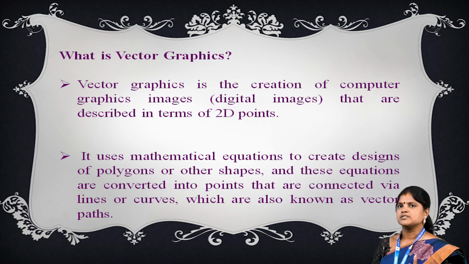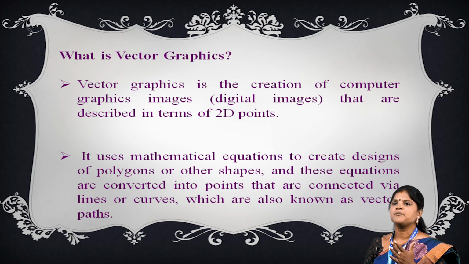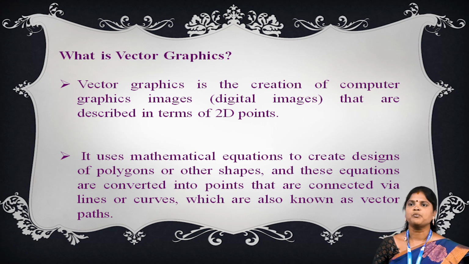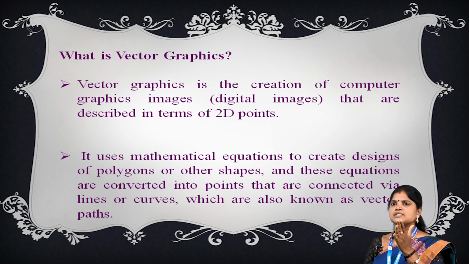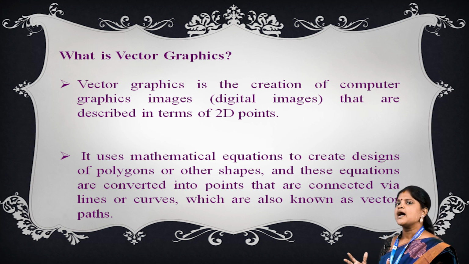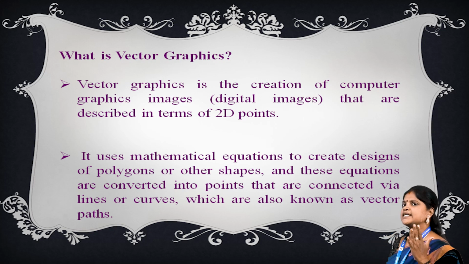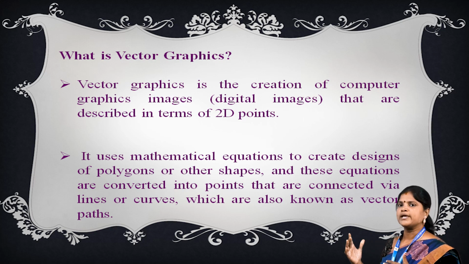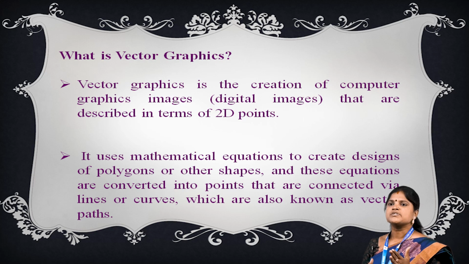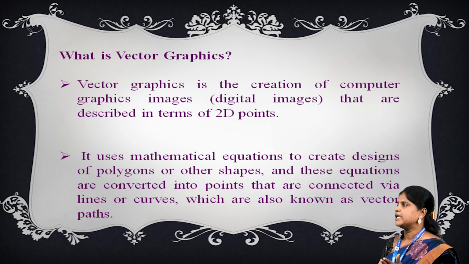What is vector graphics? Vector graphics is a creation of computer images that are described in terms of 2D points. It uses mathematical equations to create designed polygons or other shapes. These equations are converted into points that are connected via lines or curves, which are also known as vector paths. In vector graphics, every point has an exact position on the x-axis and y-axis. Vector graphics are generally found in SVG, EPS, PDF, and AI file formats.